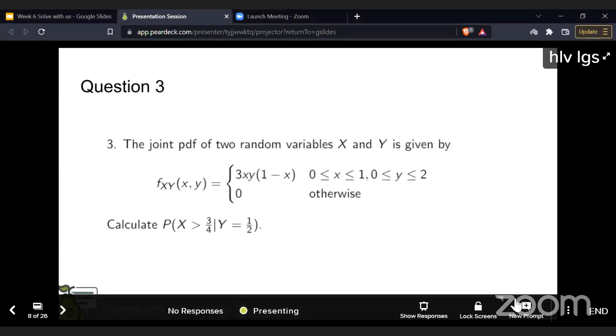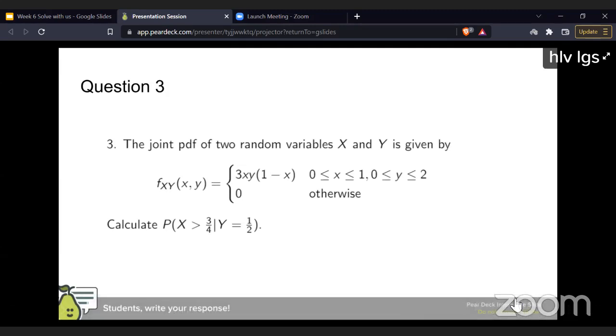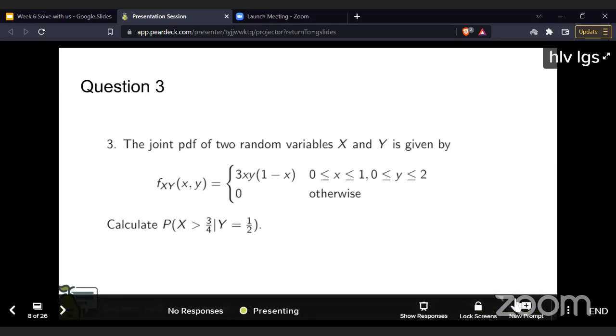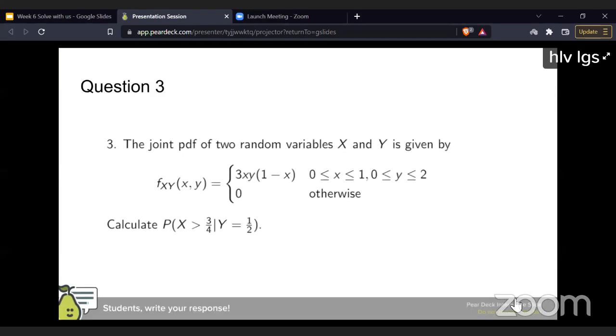All right. So the third problem over here is you have again the joint PDF of two random variables given to you, and it is defined as f of x comma y as 3xy(1 minus x) for x varying from 0 to 1 and y varying from 0 to 2. Otherwise, it takes the value 0. So calculate the probability that x is greater than 3 by 4 given that y is equal to 1 by 2. I'll give you 5 minutes to solve this problem, then we'll look at the solution.